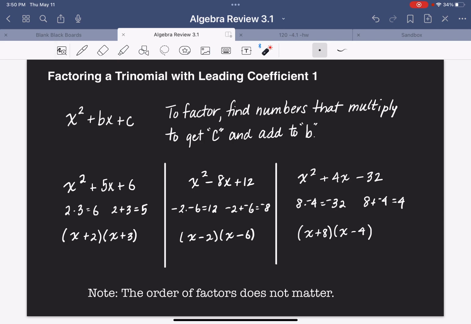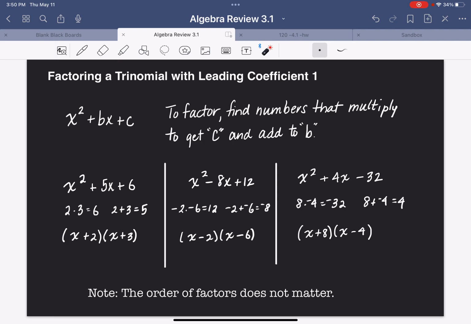The second example, x squared minus 8x plus 12. We need the factors, the numbers that multiply to give us 12, that will add to negative 8. So that's going to be a negative 2 and a negative 6, because negative 2 times negative 6 is positive 12. Negative 2 plus negative 6 is negative 8. So our factorization is x minus 2 times x minus 6 in either order.